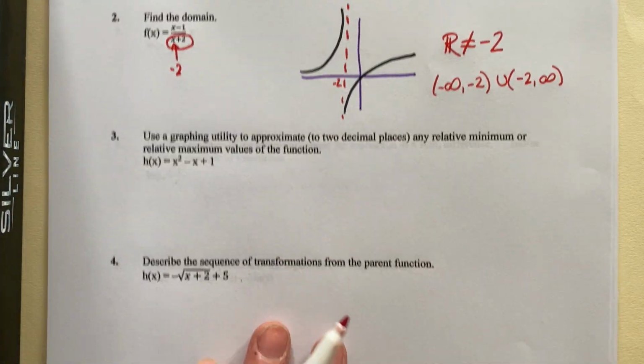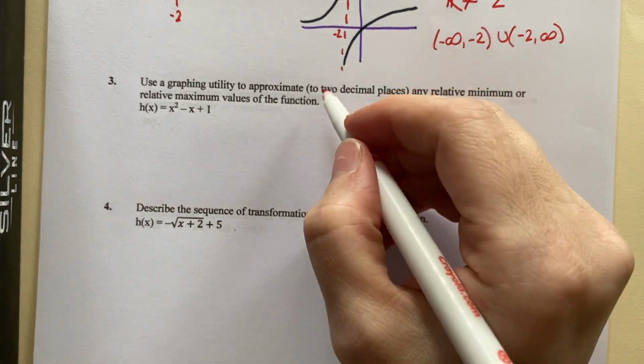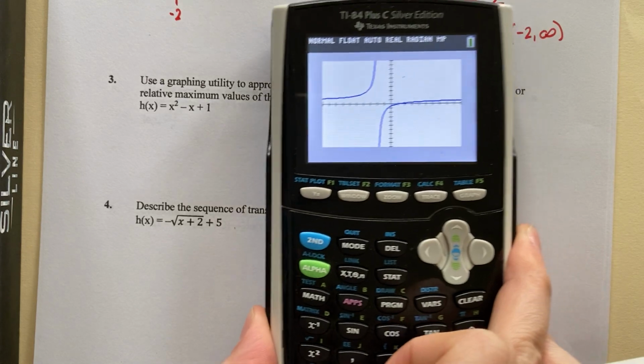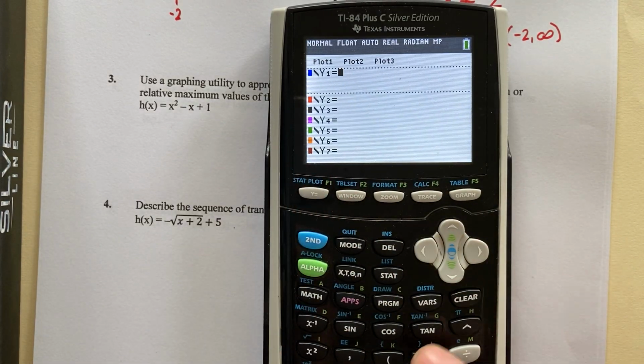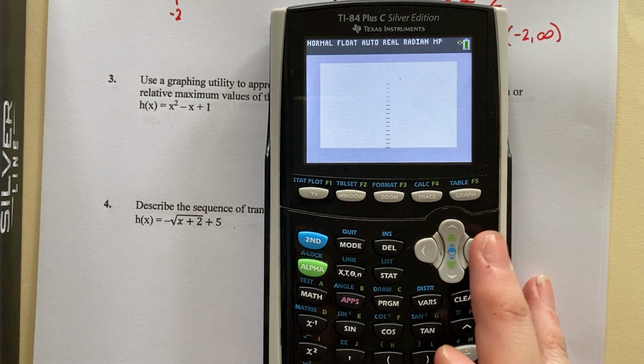Okay, let's go to number 3. Use a graphing utility to approximate to 2 decimal places. That should say 3, not 2. So we always do 3 decimal places. Any relative min or relative max of the function x squared minus x plus 1. So I'm going to graph that, x squared minus x plus 1.